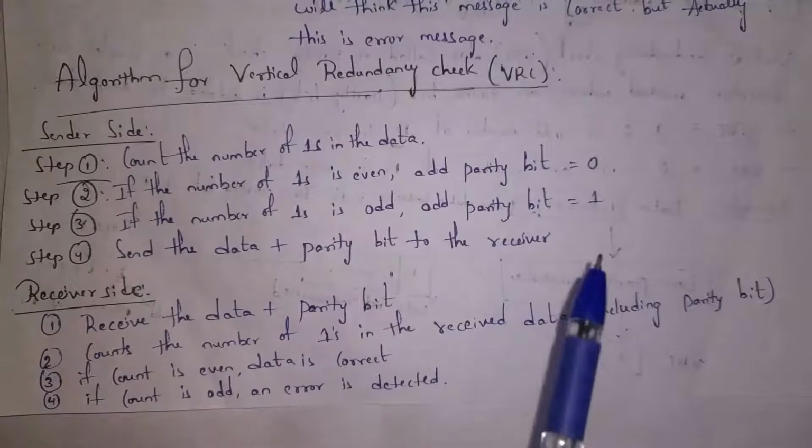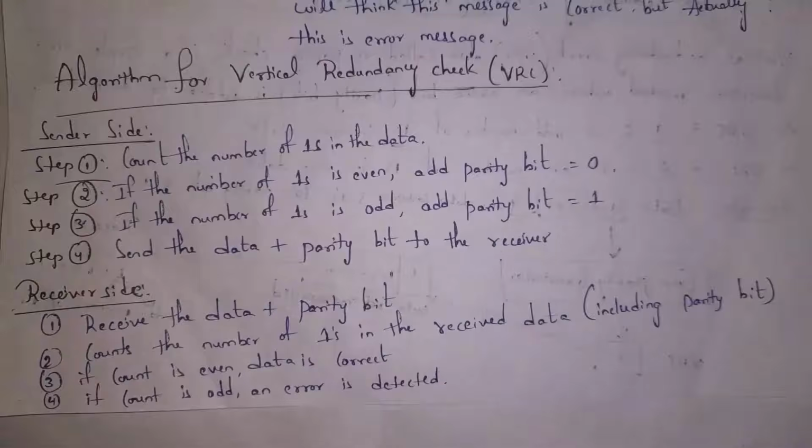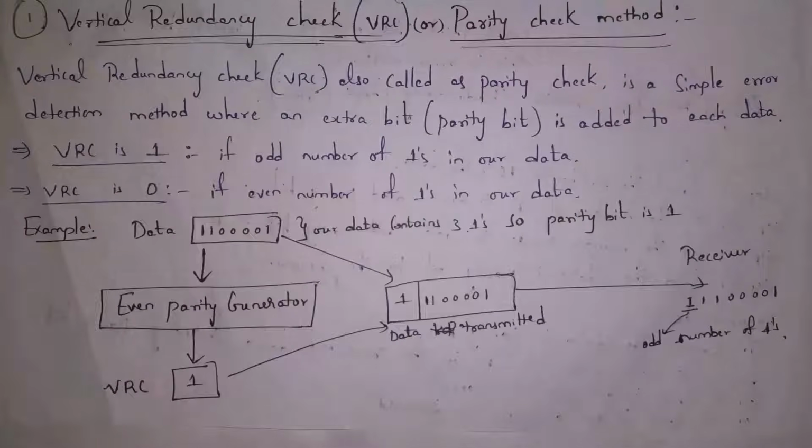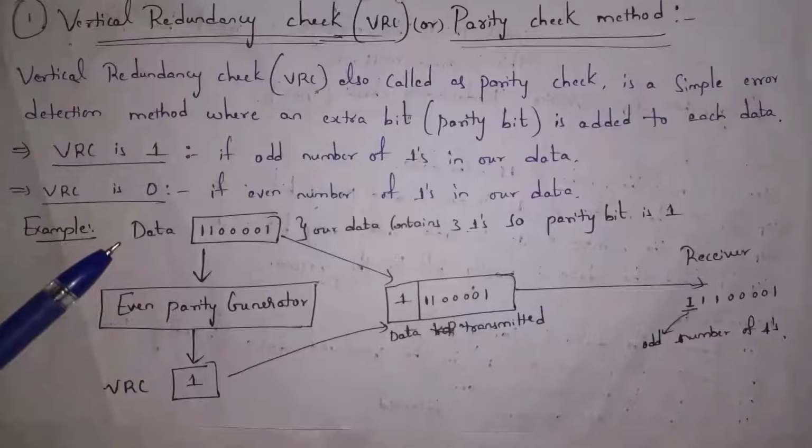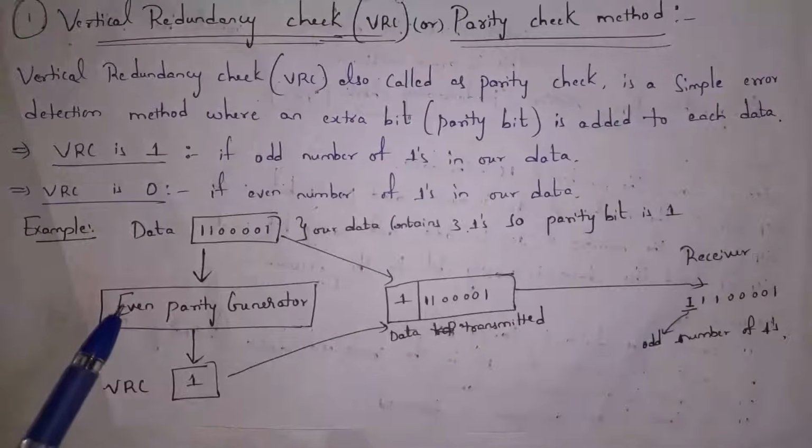And even in receiver side, receiver will count a number of ones. As sender's data contain odd number of ones, so receiver count must be even number of ones. If there are even number of ones in receiver side, data is correct, else data is wrong. As in VRC method, in sender side there will be algorithm called even parity generator. Whenever data is given to this algorithm, it will automatically count the number of ones, and based on count, this even parity generator will generate parity bit, that is 0 or 1.